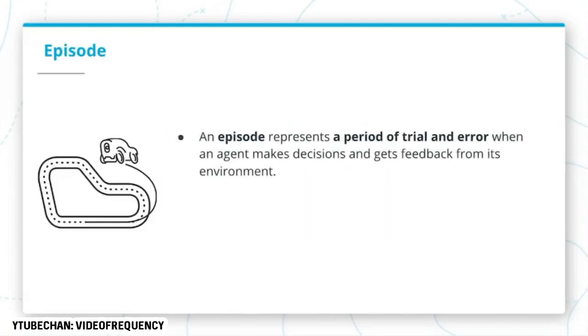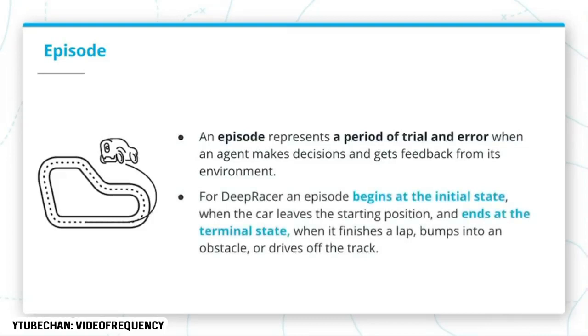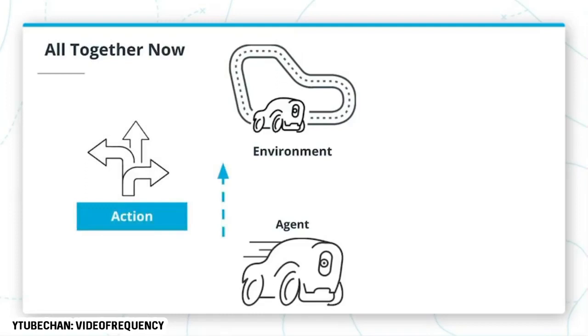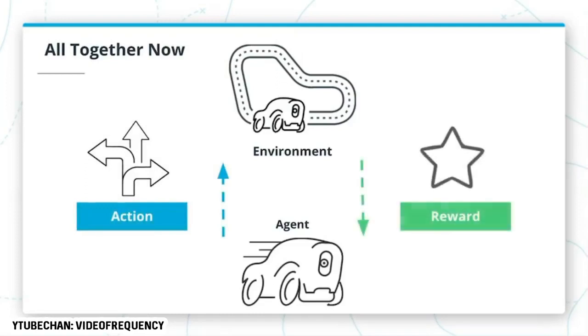An episode represents a period of trial and error when an agent makes decisions and gets feedback from its environment. For DeepRacer, an episode begins when the car leaves the starting position and ends at the terminal state, when it finishes a lap, bumps into an obstacle, or drives off the track. Now, let's see how these concepts work together during the training process. In a reinforcement learning model, an agent learns in an interactive, real-time environment by trial and error using feedback from its own actions. Feedback is given in the form of rewards.